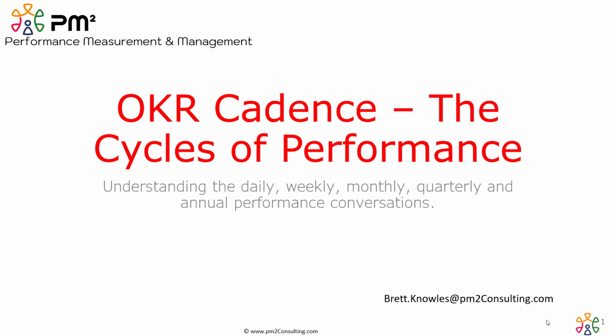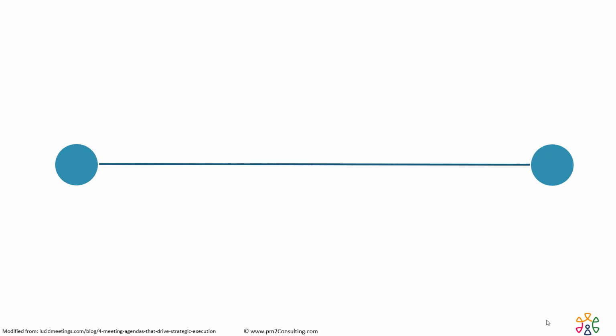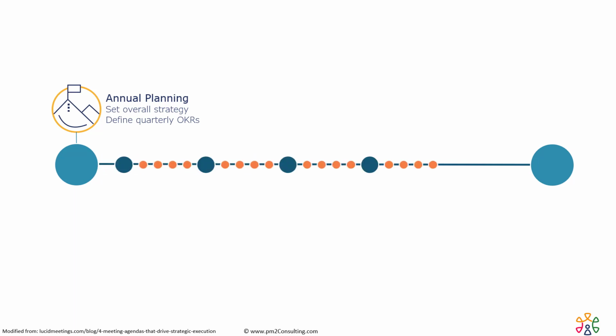People are often confused about what happens in those daily meetings, weekly meetings, monthly meetings. Here's a quick view of what that looks like in reality. So obviously we've got 2 points in time. We've got where we are right now, beginning to set our annual plan, and let's say the end of the first quarter. So at the beginning, what we need to do is set the overall strategy and strategic priorities, and then define what are the quarterly OKRs. So take that annual plan and break it down by quarter. Now, between those two periods of time, of course, there's a bunch of other meetings.